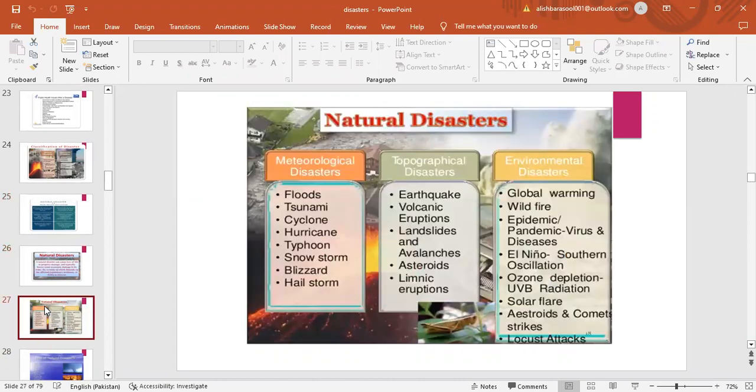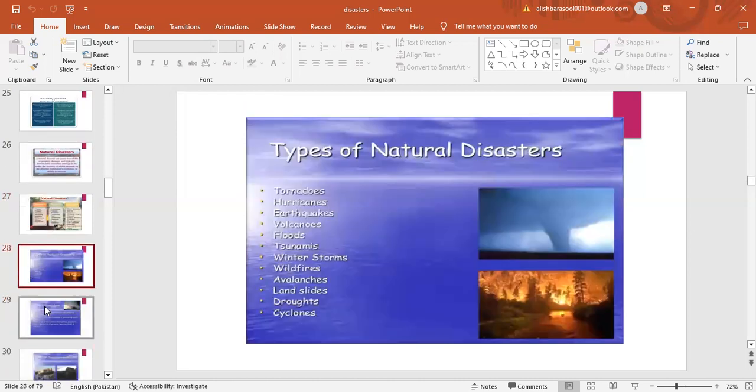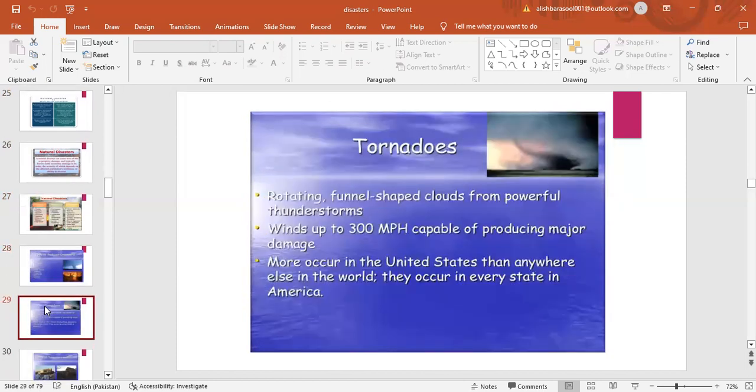Natural disasters. Meteorological disasters: flood, tsunami, cyclone, hurricane, typhoon, snowstorm, blizzard, hailstorm. Topographical disasters: earthquake, volcanic eruption, landslides and avalanche, asteroids, limnic eruptions. Environmental disasters: global warming, wildfire, epidemic, pandemic, virus and diseases, ozone depletion, UVB radiation, solar flare, asteroids and comets, locust attack. Types of natural disasters: tornadoes, hurricanes, earthquakes, volcanoes, floods, tsunamis, winter storms, wildfires, avalanche, landslides, droughts, and cyclones.